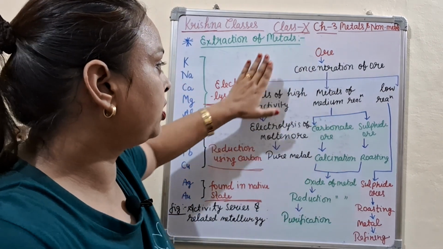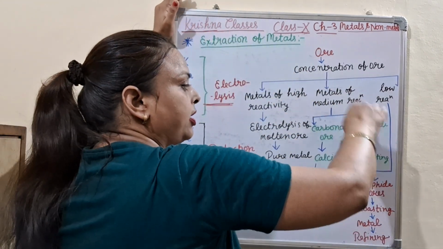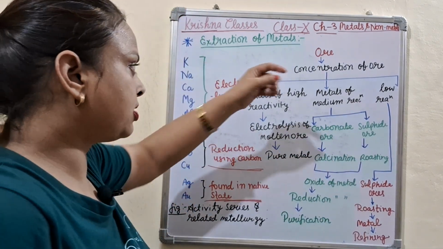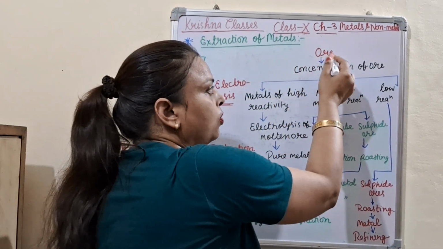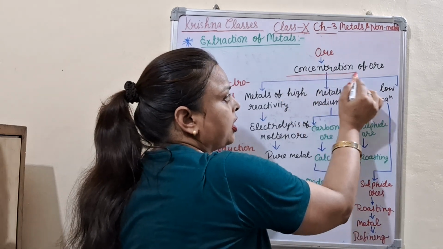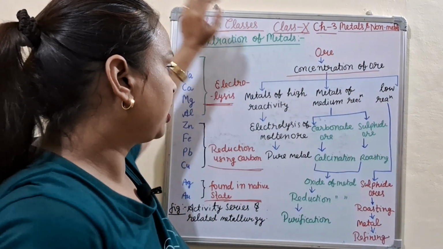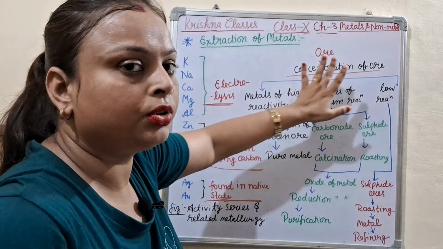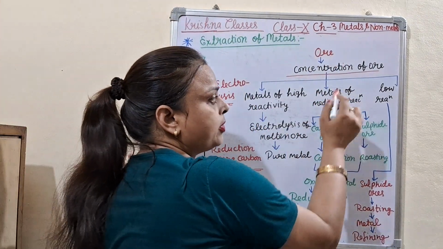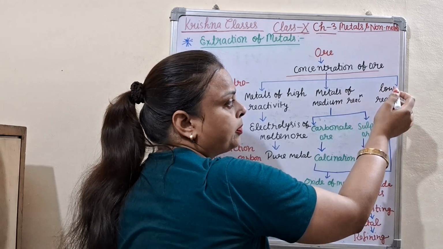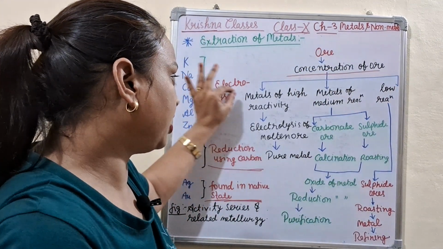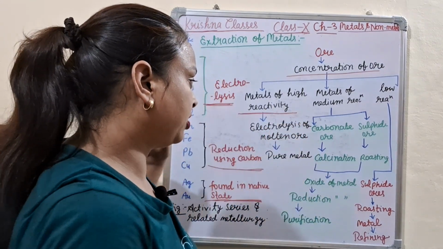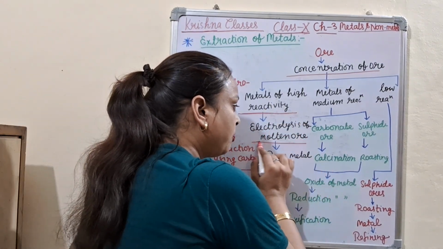Okay, so now here a chart has been given which provides some information about the extraction of metals. Let's start the chart. Ore, concentration of ore. Now the metals are divided into three types: metals of high reactivity, metals of medium reactivity, metals of low reactivity. So metals of high reactivity, how can we extract them? By the process of electrolysis of molten ore.